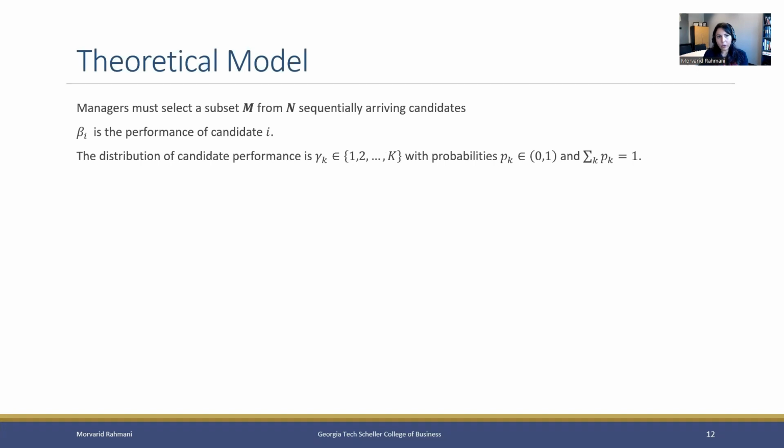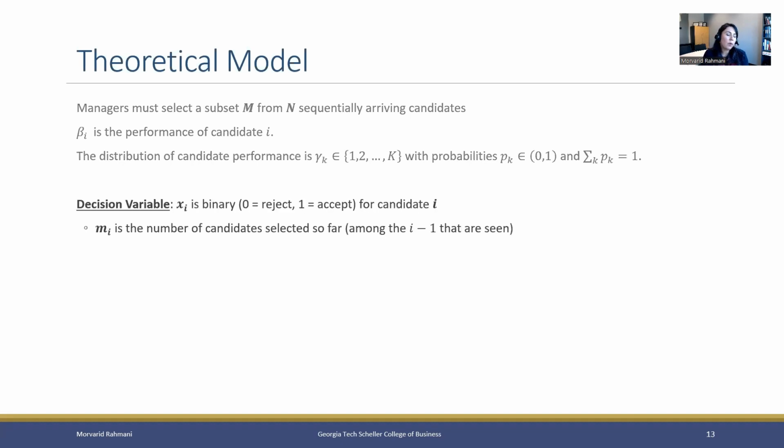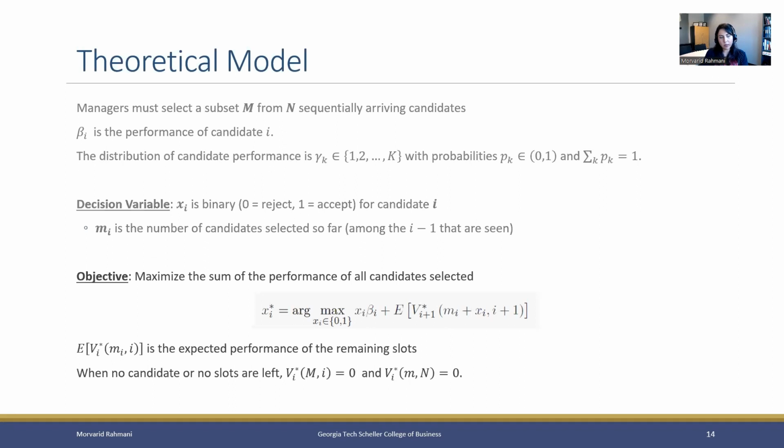We consider a manager who has to select a subset of M candidates from the N candidates who are sequentially arriving for evaluation. At the time of evaluation, the manager can observe the performance of the candidate, but the manager is not aware of the performance of the candidates who are going to come in the future. The manager's decision variable is binary: whether to select or not select a candidate. And this is a dynamic programming model, very similar to the multiple choice secretary problem, with the objective of maximizing the sum of the performance of selected candidates.